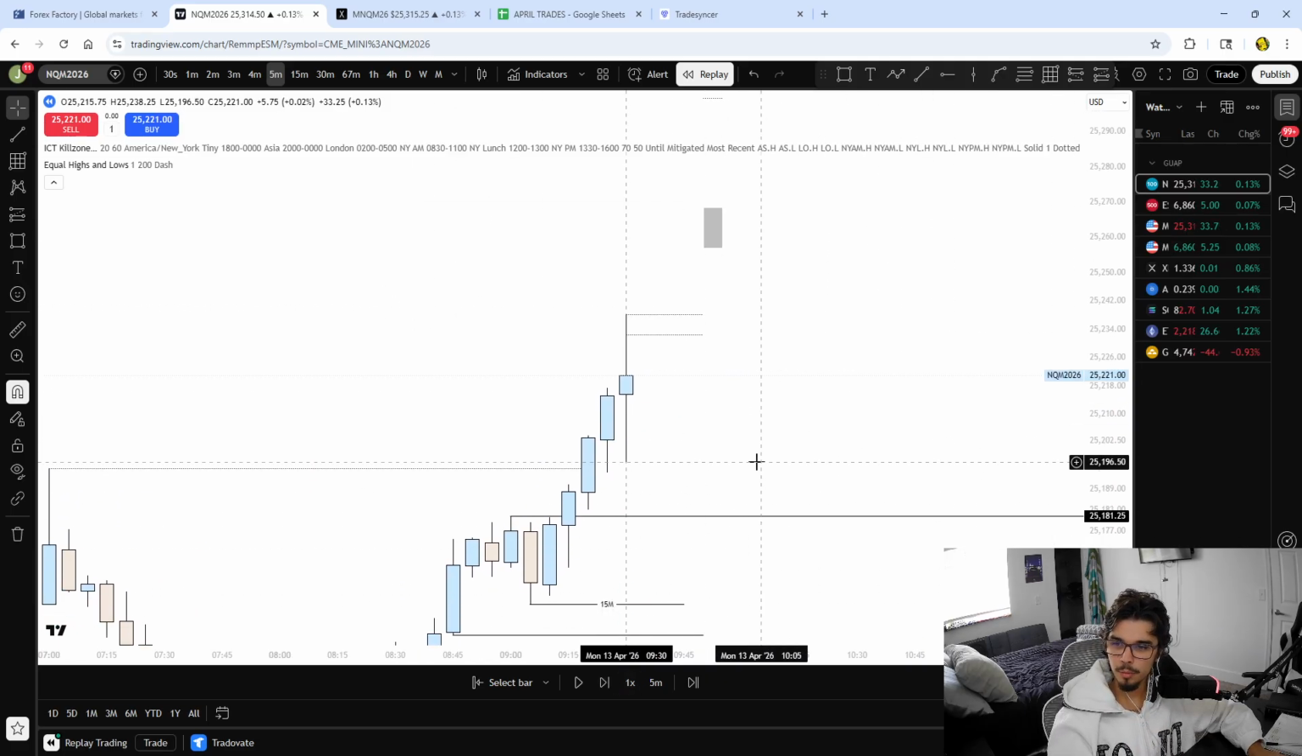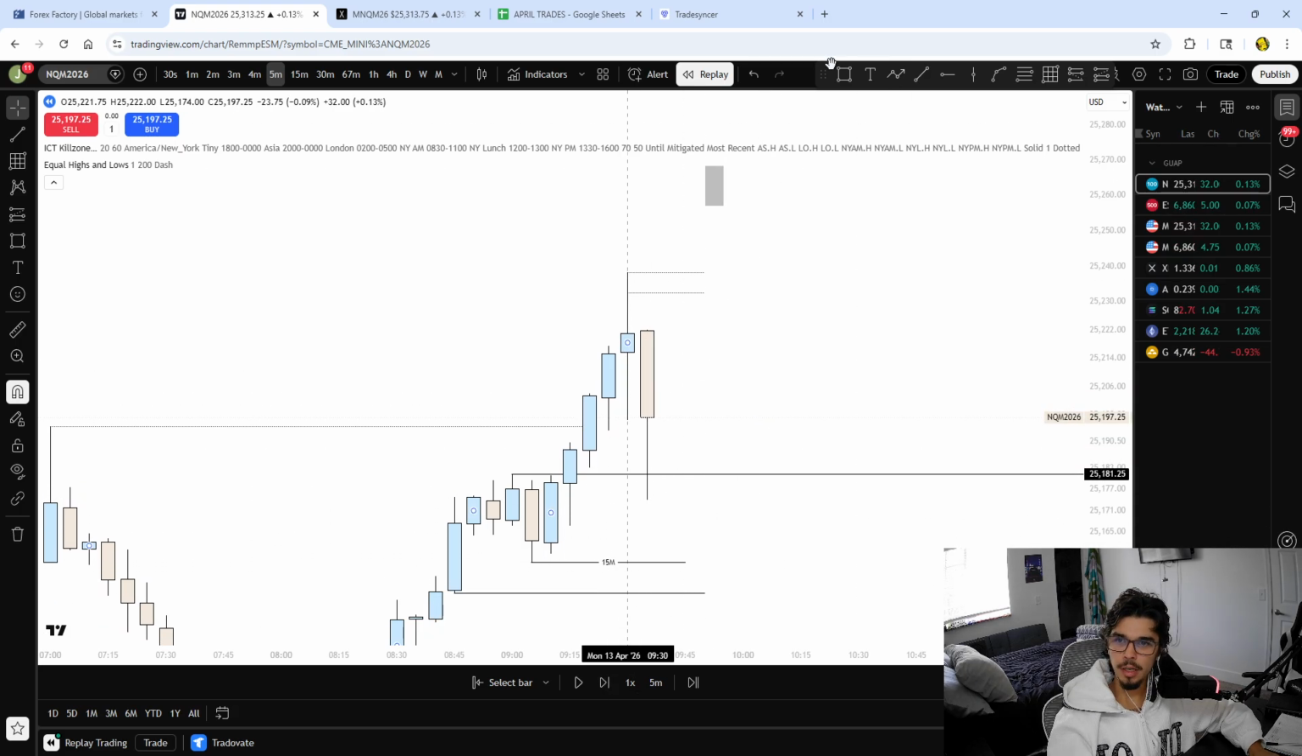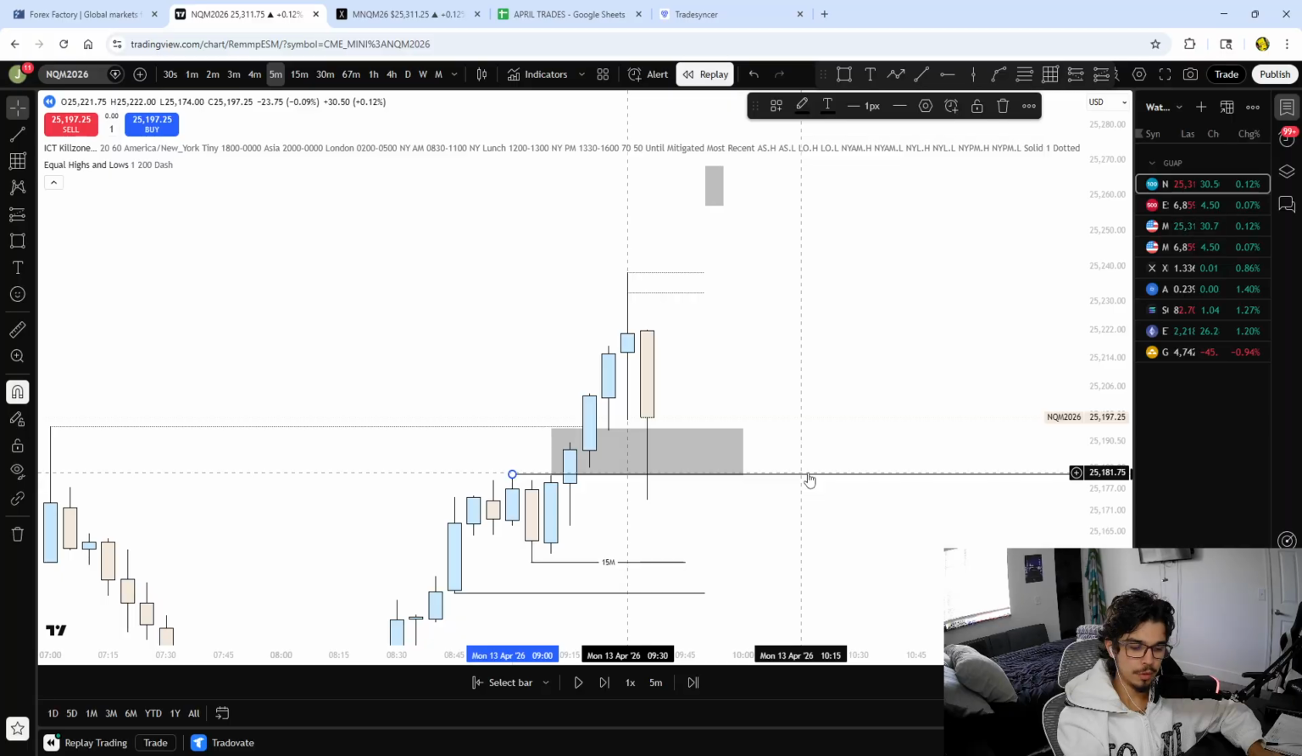So what ends up happening? Well, the next candle, what do we get? Extremely bearish. However, we're still respecting both of these 5-minute gaps right here. So I'm not going to short until these gaps get ran through.